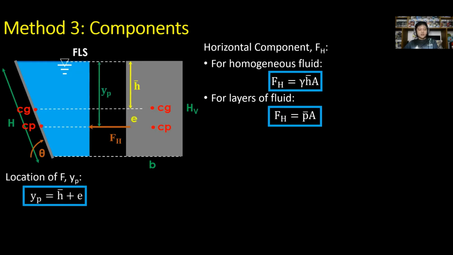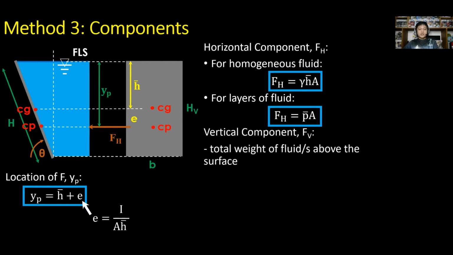So for the location, we have Y sub P equal to H bar plus E, where E is equal to I all over A times H bar of the projected surface. So for the vertical component, F sub V is associated with the weight of the fluid above the surface. Then, F sub V, which is equal to the weight W, is equal to gamma times the volume.